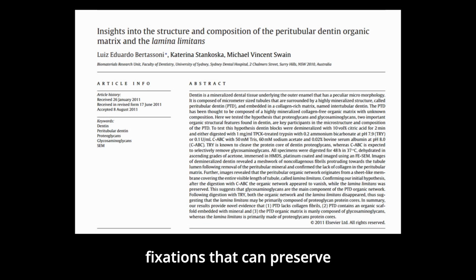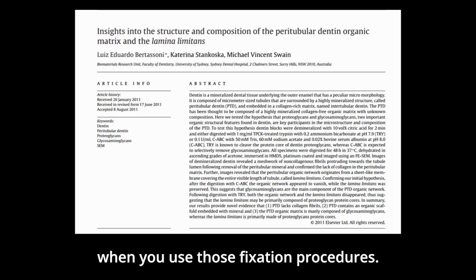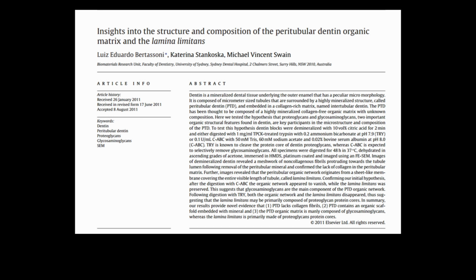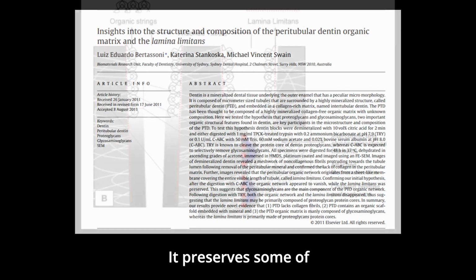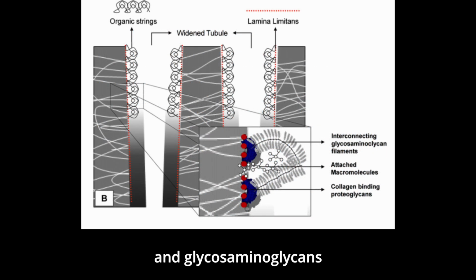Now, there are some fixations that can preserve the proteoglycan structure. And I'd like to show you what it is that you're seeing when you use those fixation procedures. It preserves some of those disordered proteins and glycosaminoglycans that are inside the tubule that we talked about in the mineralization tutorial. Typically, these are completely lost in specimen preparation, but you can use certain preparation techniques to preserve them, and you can actually see what you're missing.